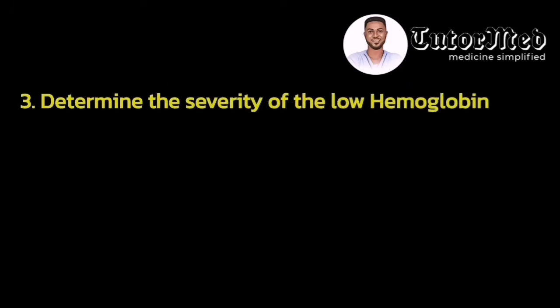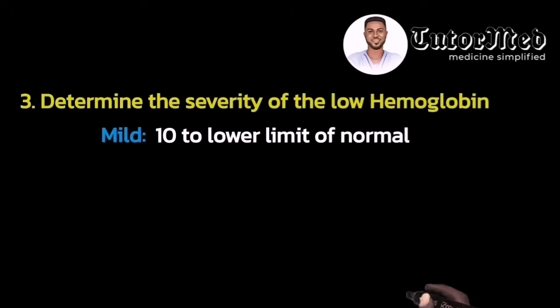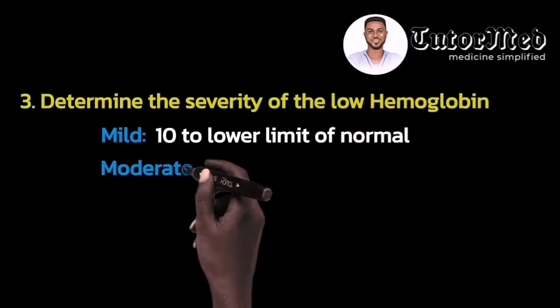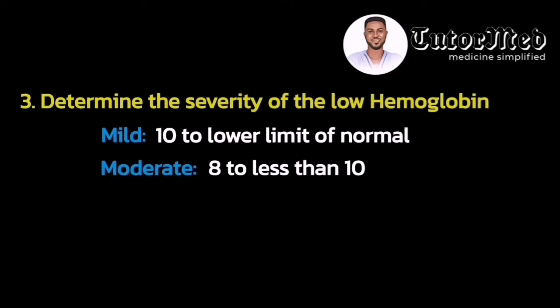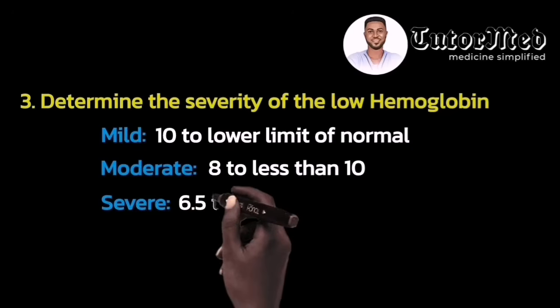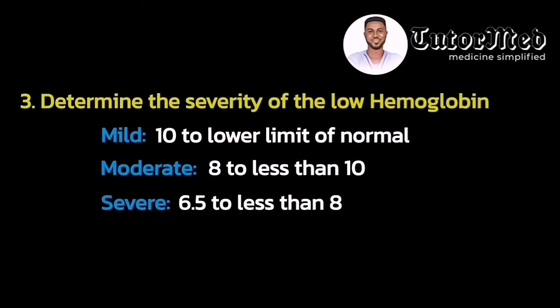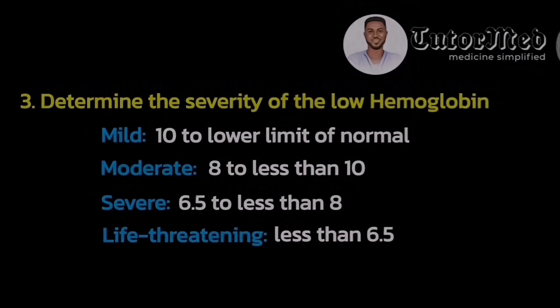Now, the next is to determine the severity of the low HB. The low HB is said to be mild if it is from 10 to the lower limit of the normal range. It is moderate if it is from 8 to anything less than 10, so it could be 9.9. And it's said to be severe if it's from 6.5 to anything less than 8, like 7.9. And said to be life-threatening if it's less than 6.5 grams per deciliter.